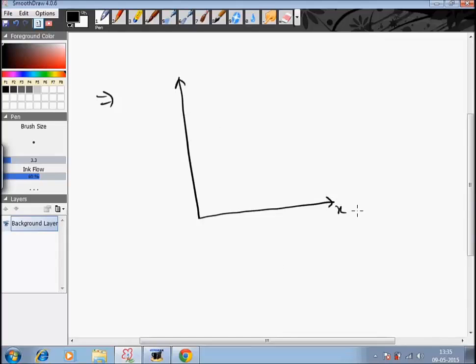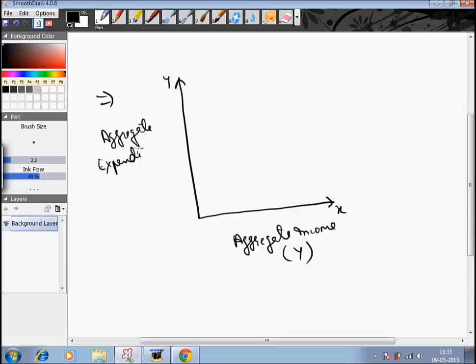On the x-axis, I take the aggregate income, which we denote by Y, and on the y-axis, we take the aggregate expenditure, which we denote by AE. So, as I told you, aggregate income is equal to aggregate expenditure.